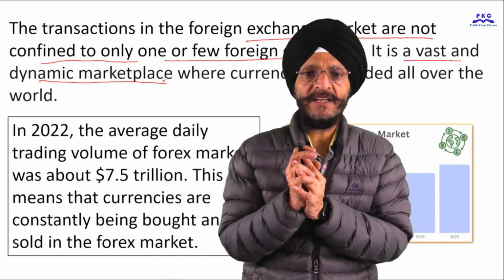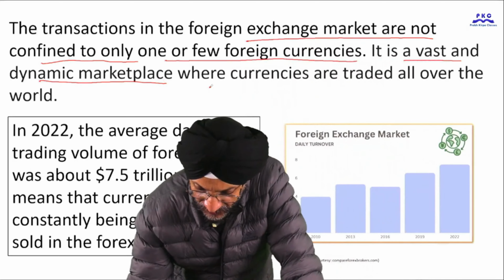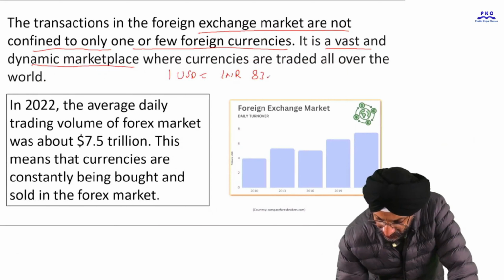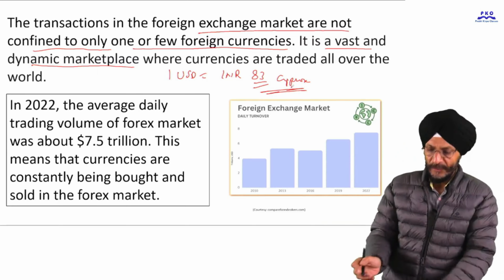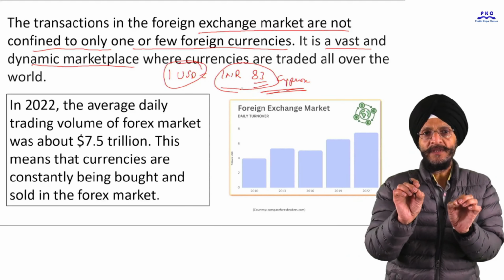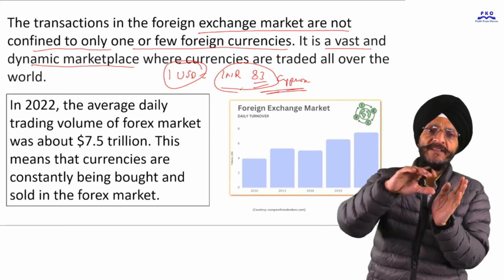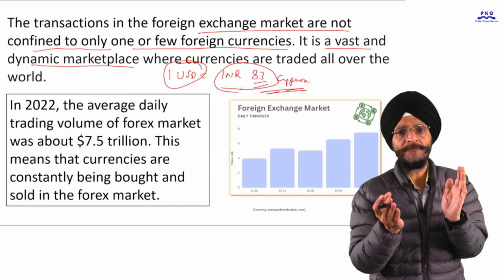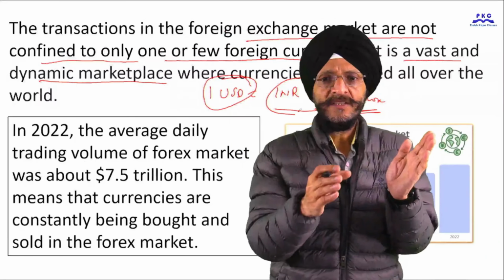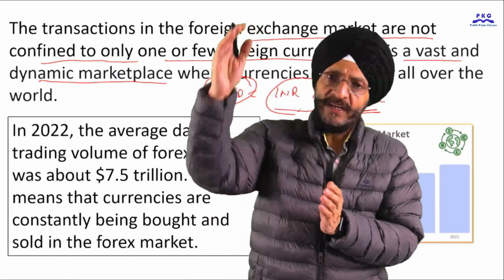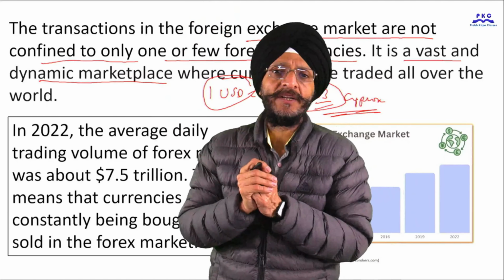Dynamic here means that if at present, say, one US dollar is approximately 83 rupees, it is not that it will remain stable. We are taking only an example. The value of the exchange rate continuously changes on the basis of demand and supply. So it is dynamic. The rate of any currency in comparison to another currency fluctuates every second, because transactions are continuously taking place in the forex market.